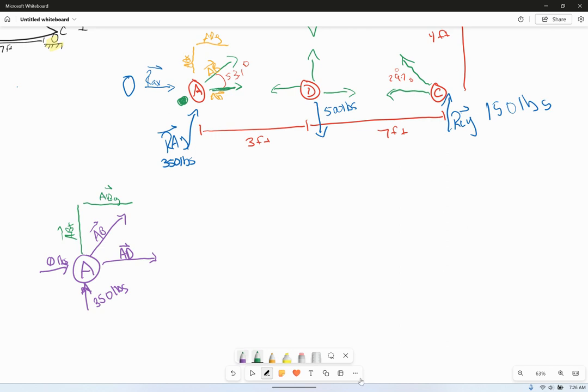Now I do have this interior angle of 53.1. Okay, so that's my interior angle of 53.1. So we are going to solve for this. So I'm going to mark this off here, so you know where we're at. So we're going to solve for joint A. That is everything we know about joint A.